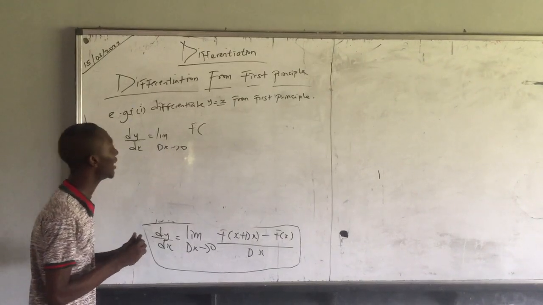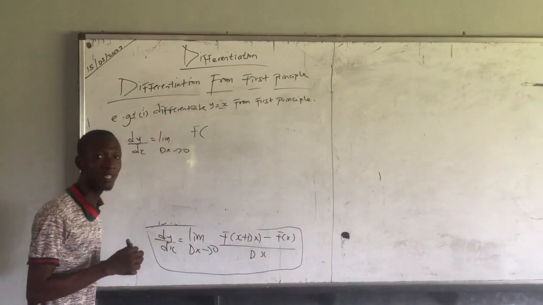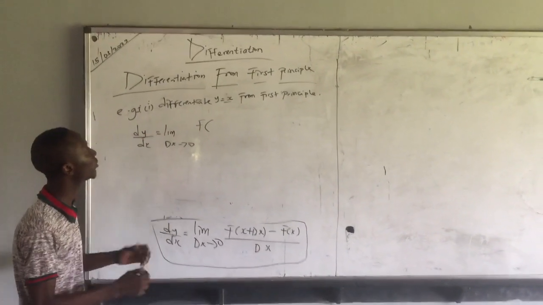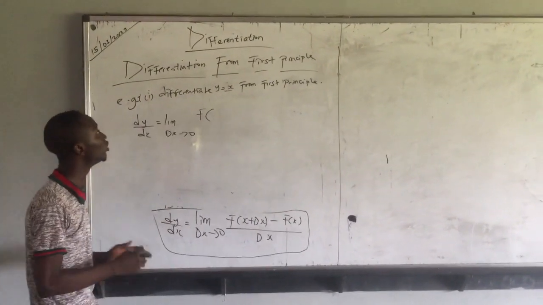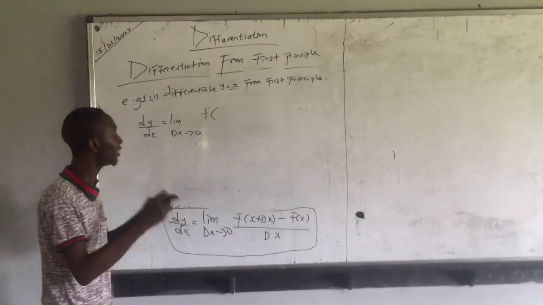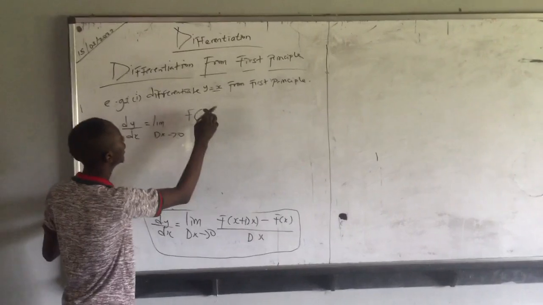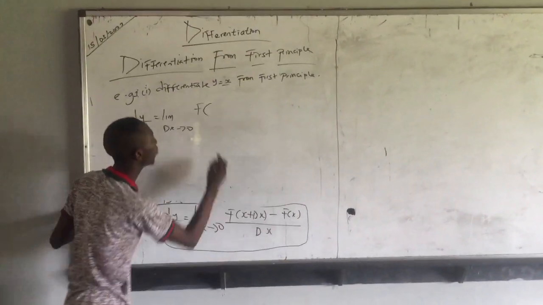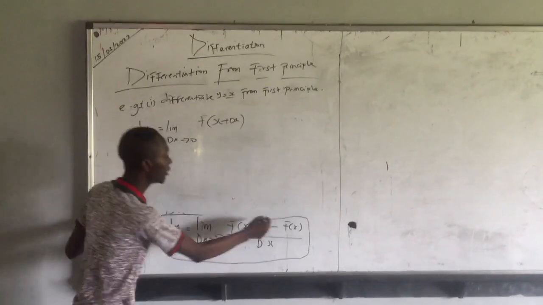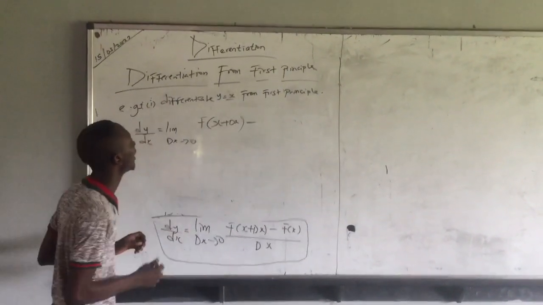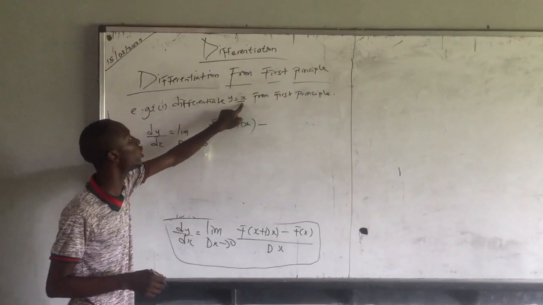So anywhere you see x, just represent it with x plus dx. Let me take this so that you get it. Anywhere you see x in the equation you are given to differentiate, just represent the x with x plus dx. In the equation we are given only one x, so we represent it with x plus dx in brackets. Then minus f(x), which is just the whole equation you are given.